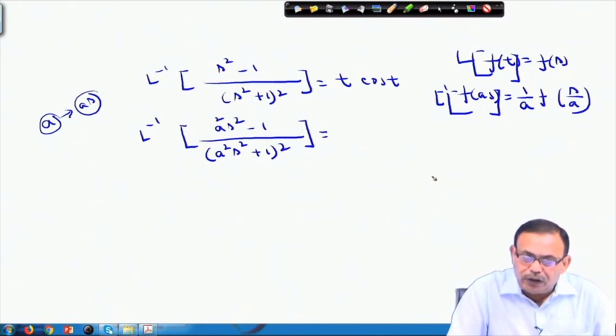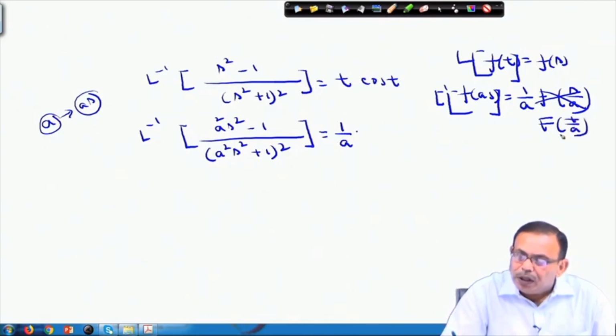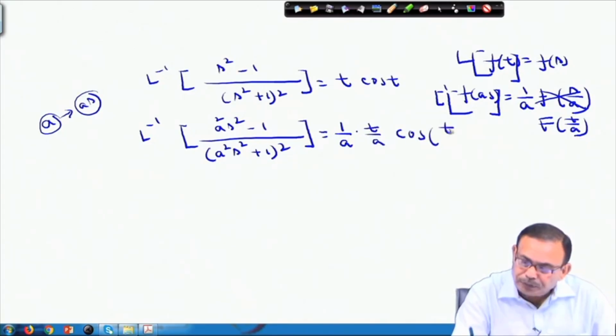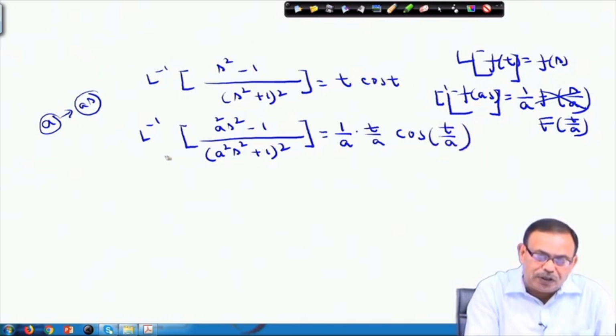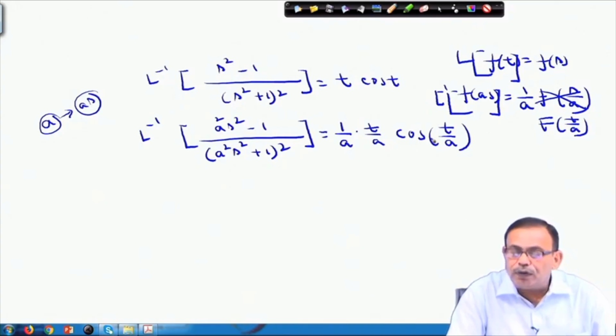So, whenever you are getting this one, this is 1 by a I will leave, and your t will be replaced by t by a in the function. So, 1 by a is coming into t by a cos of t by a. Therefore, Laplace inverse of (s square minus 1) by (s square plus 1) whole square is nothing but 1 by a into t by a cos of t by a.